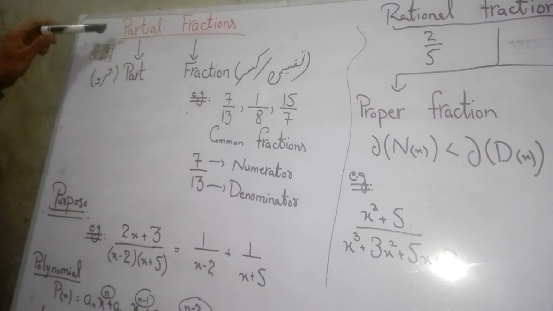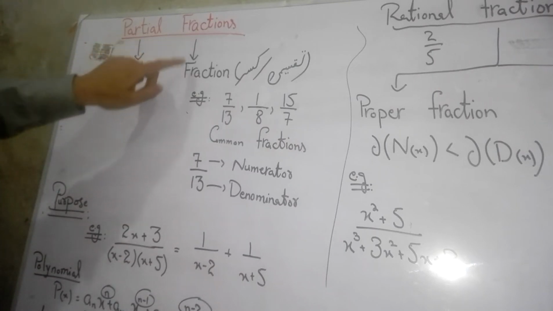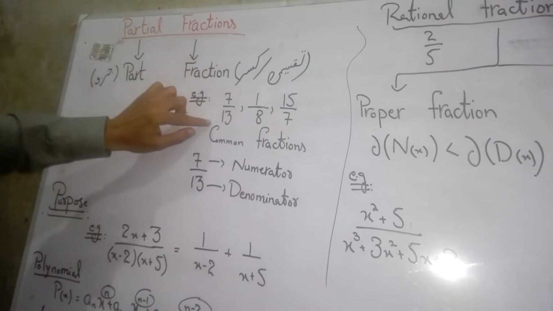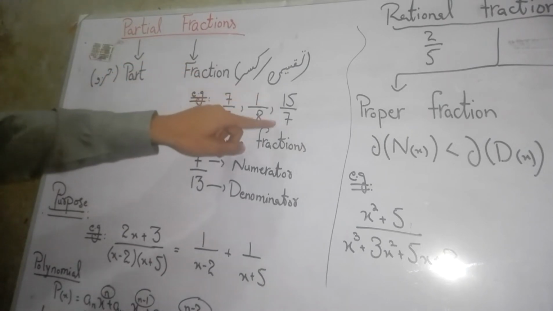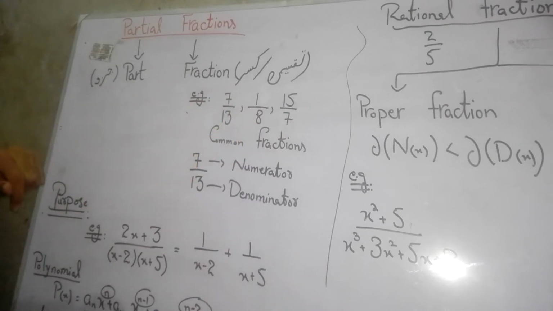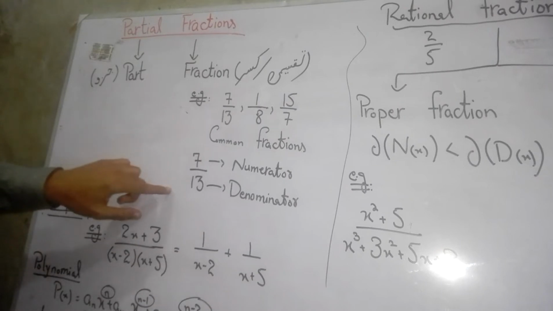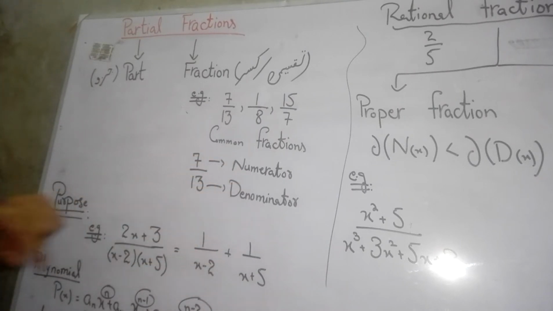Students, our next topic is partial fraction. The word partial is derived from part, and fraction is derived from fraction. You know that when we write 7 over 13, it is a common fraction, while 1 over 8 and 15 over 7 are also common fractions. And you also know that when we write 7 by 13, here 7 is the numerator and 13 is the denominator.